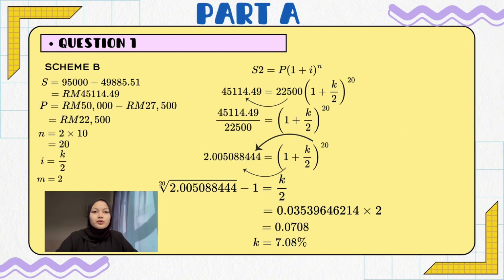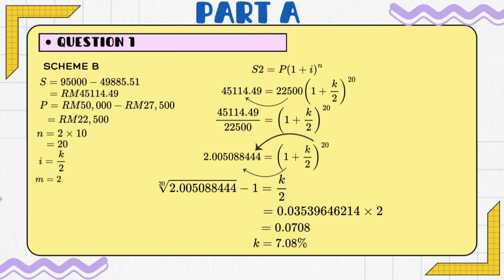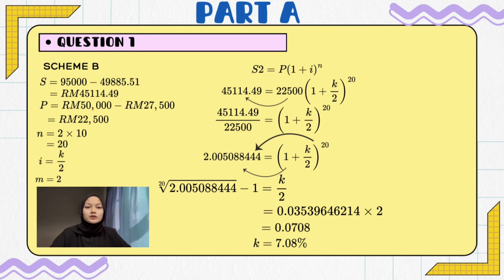N equals to 2 multiplied by 10 equals to 20. I equals to K over 2. M equals to 2. To find the K, we use the formula of S equals to P multiplied by 1 plus I power by N. So, 45,140 ringgit 49 cent equals to 22,500 multiplied by 1 plus K over 2 power by 20. 45,140 ringgit 49 cent divided by 22,500 equals to 1 plus K over 2 power by 20.